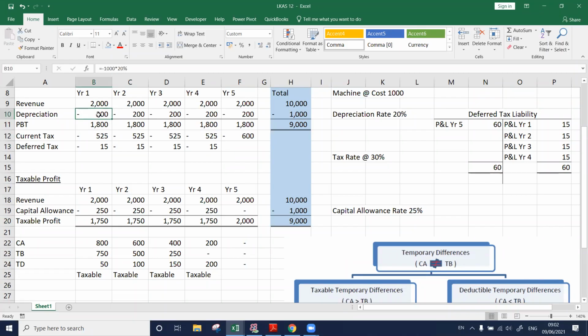Depreciation is an expense. That is why I put the negative mark here. Expense. Current tax is an expense, right?